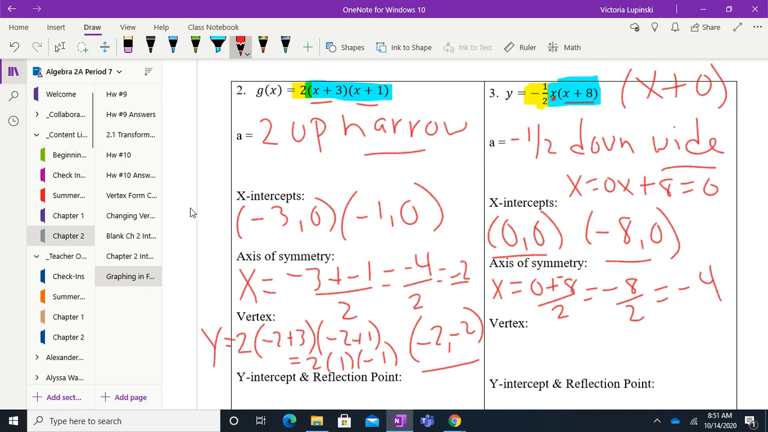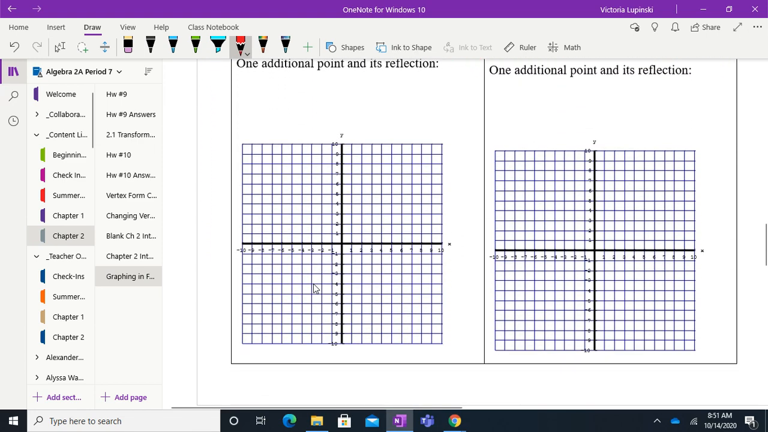Let's go ahead and finish number 2 all the way through, and then we'll go back and finish number 3. So I have the vertex (-2, -2). And in fact, if I wanted to, I can start by going ahead and graphing those values. So if I bring up my graph here, I'm going to go ahead and start with the x-intercepts. So the x-intercepts are the point (-3, 0) and (-1, 0). And then the point (-2, -2).